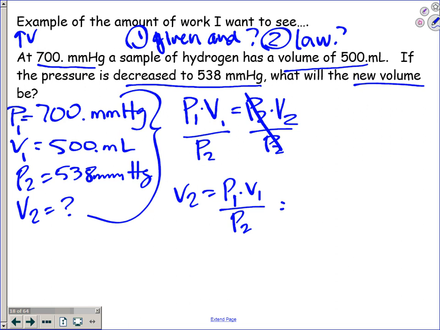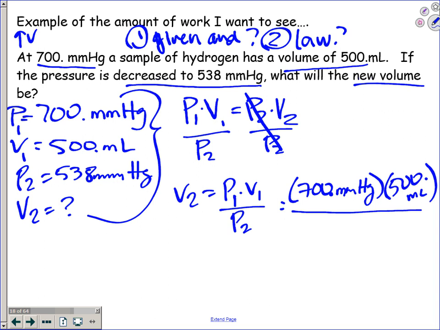So what am I plugging in up top? What am I plugging in for P1? 700 millimeters of mercury multiplied by what? 500 milliliters. Notice I'm putting my units in this. I expect you to put your units because you won't catch yourself if you don't, okay? So millimeters of mercury, milliliters. Beautiful. Okay, so we have all of our variables in there. 700 millimeters of mercury, 500 milliliters of air, and then we're dividing by millimeters of mercury.